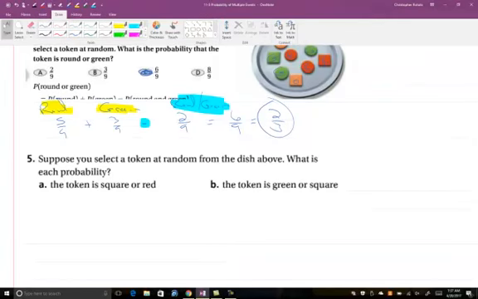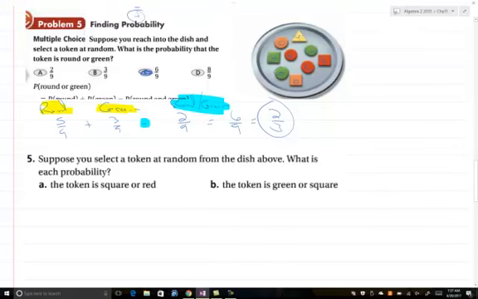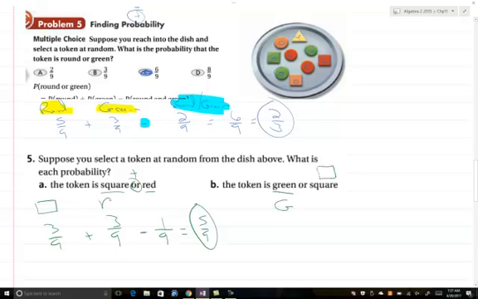Alright, so a couple little practice problems there. You can pause the video for a second and try these. Square or red. Did you pause it? Okay. 3/9 plus 3/9 minus, there's one red square. So 5/9 becomes your answer. Green or square. So green, there's 3 green plus 3 squares minus 1 green square, 5/9.